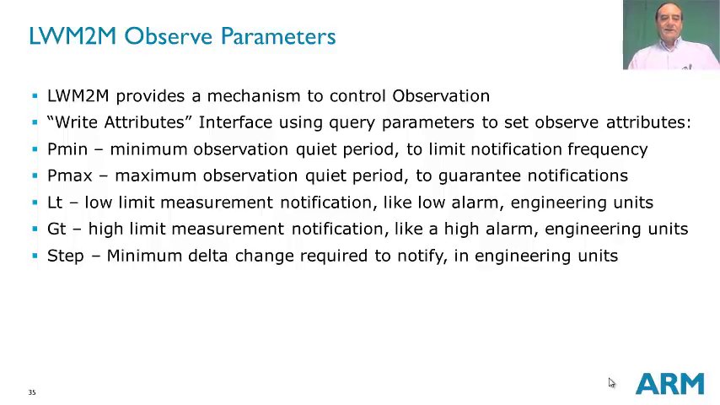They provide a less than and greater than limit setting so that the notification can occur whenever the value goes above or below certain limits. And it can provide a step parameter that defines the minimum amount the resource value needs to change to create a notification. So for example, in a temperature sensor, you could say only notify changes greater than 1 degree. And observed parameters are used on a per resource basis. So if you have a number of objects and a number of resources in an endpoint, each one can be controlled separately.